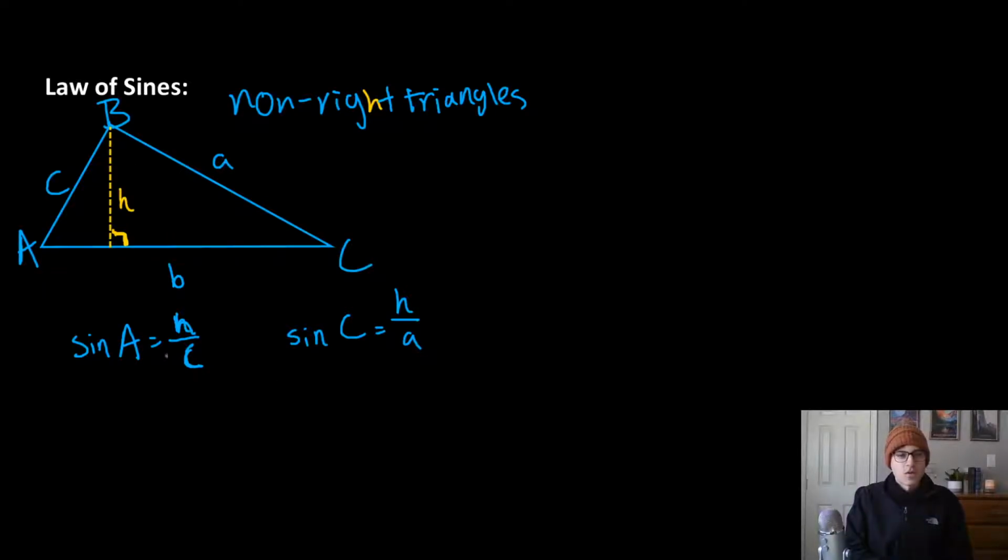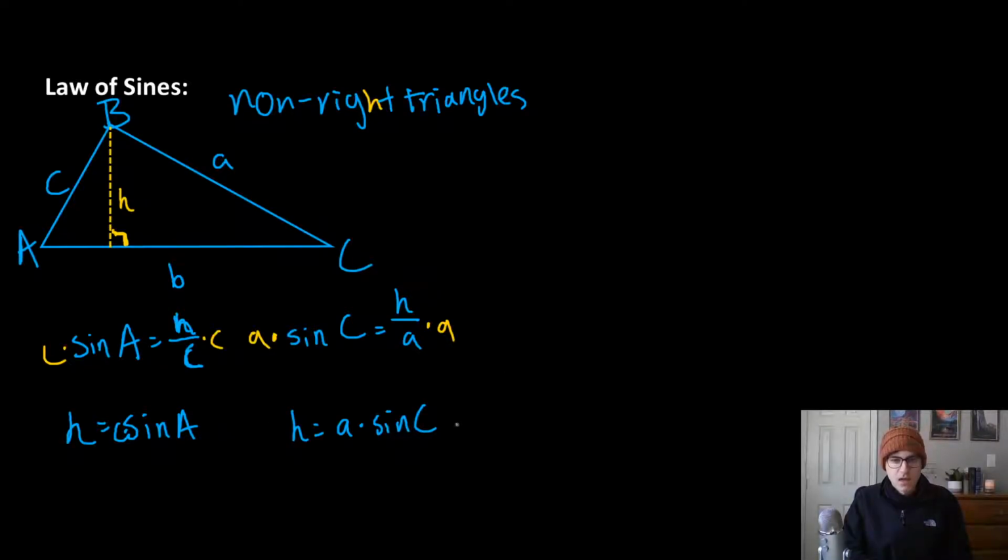Okay. So the sine of A equals H over C. The sine of C equals H over A. If I multiply both sides by C here, and both sides by A here, then I get H equal to C times the sine of A, and H equals A times the sine of C. Now, because these two are both equal to H, I could say that C times the sine of A is equal to A times the sine of C.